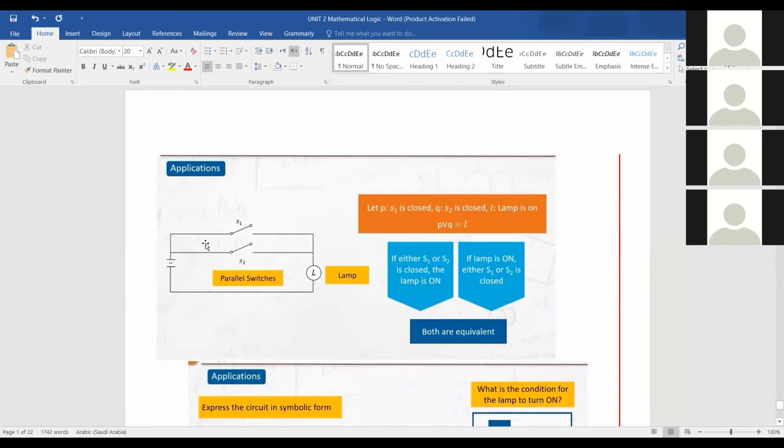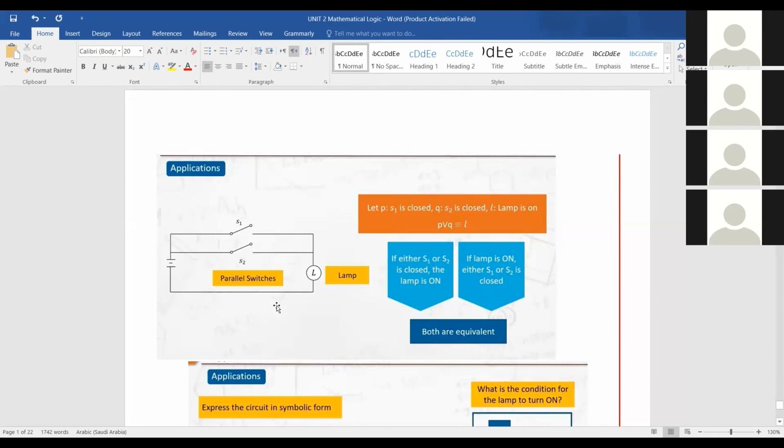Here is another circuit, but it has parallel switches. We learned in physics that when we have parallel switches, one of them has to be closed, then only current will flow, isn't it? Let's say S1 is closed and S2 is open, will current flow? Yes, it will flow, because there is nothing that stops it from flowing. Similarly, if only S2 is closed, then again current will flow through it.